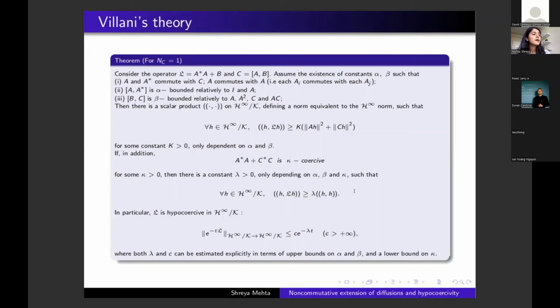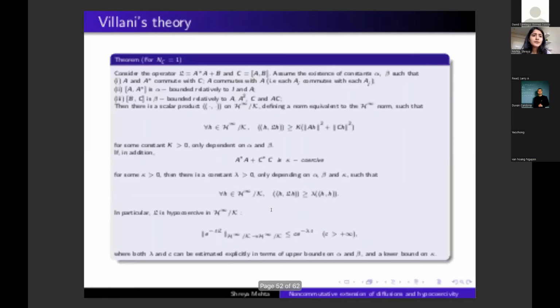So the main theorem: if we consider nc equal to 1, and we take the unbounded operator L as A*A plus B, with C the commutator of A and B, and if it satisfies these three conditions, we can prove that L is hypercoercive on the space H^1 by K, which is continuously and densely embedded in the orthogonal complement of K, by proving that this operator L', which is A*A plus C*C, is coercive on the space H^1 by K.